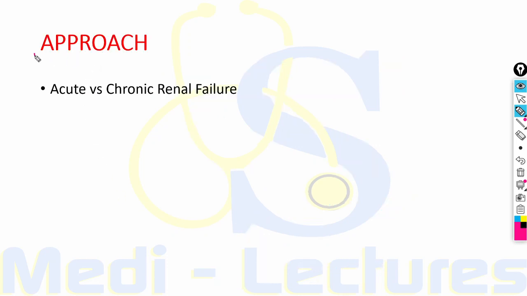Now let's move on to the approach to azotemia. Once GFR reduction has been established, the physician must decide whether it is due to acute or chronic renal failure. This can be distinguished based on clinical history and lab data.